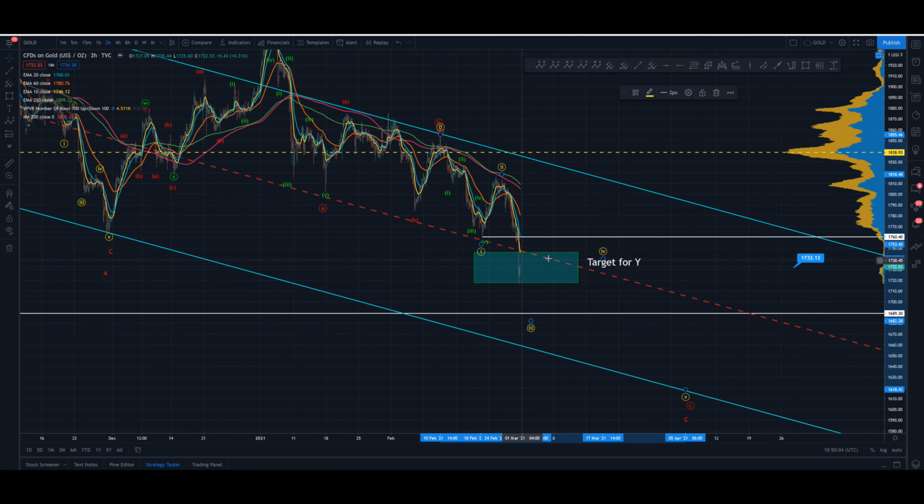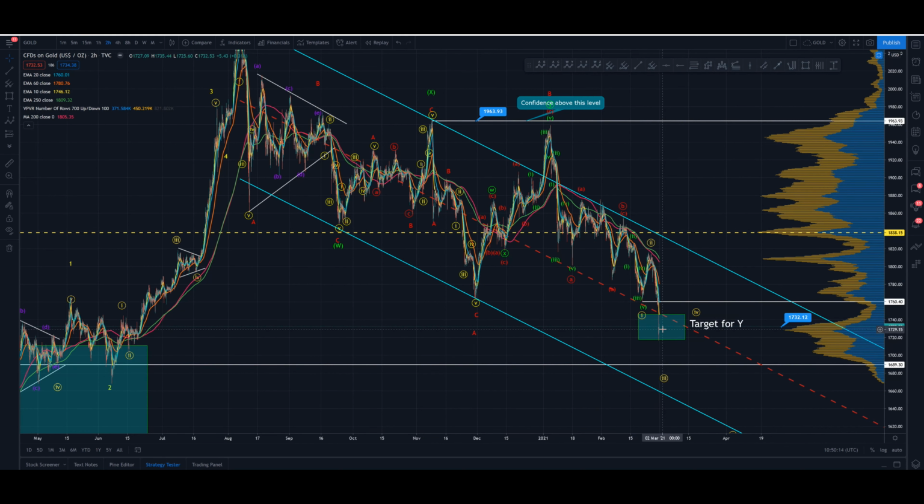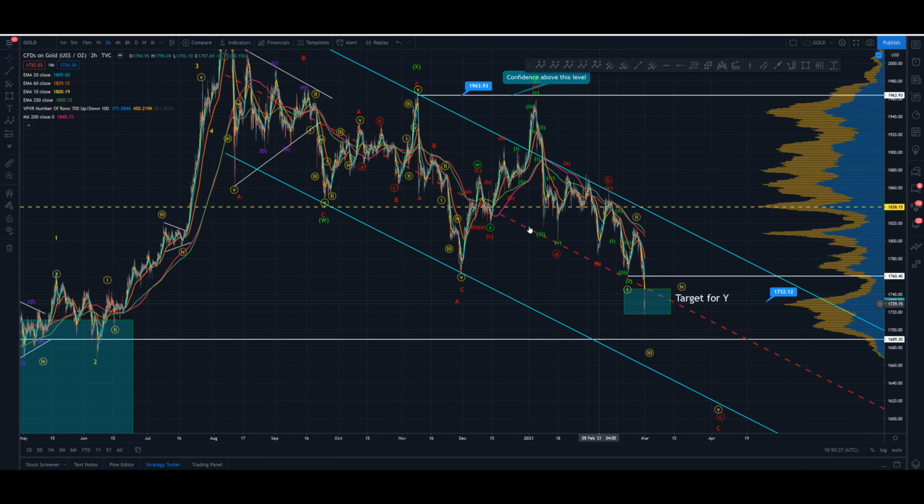Now this target for Y is a 1-to-1 parity of the W projected from the X, pardon me, and we've hit that and we've bounced, so maybe it could be over here. So what's the logic for that? The logic for that is we've set a lower low. So here's the internal swing of the X. We've gone A, B, low, high, low, coming down here for our C, right?